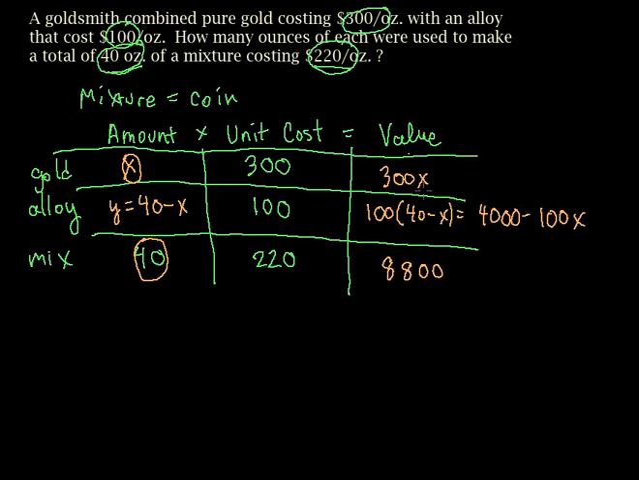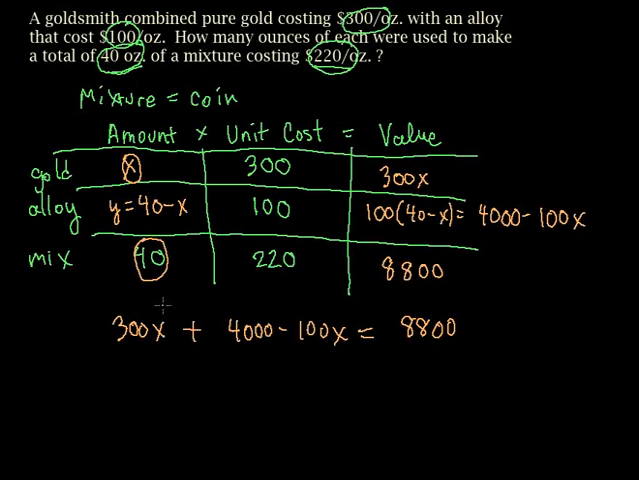And values are cumulative, right? So in other words, if we have $1,000 worth of gold and $2,000 worth of alloy, you add those two up and you have $3,000. Well, in this particular case, we know that the value of the gold is 300x. We know that the value of the alloy is 4,000 minus 100x. And we know that the total value is 8,800. And since they're cumulative, you just add them up, and you should be able to solve this for x.